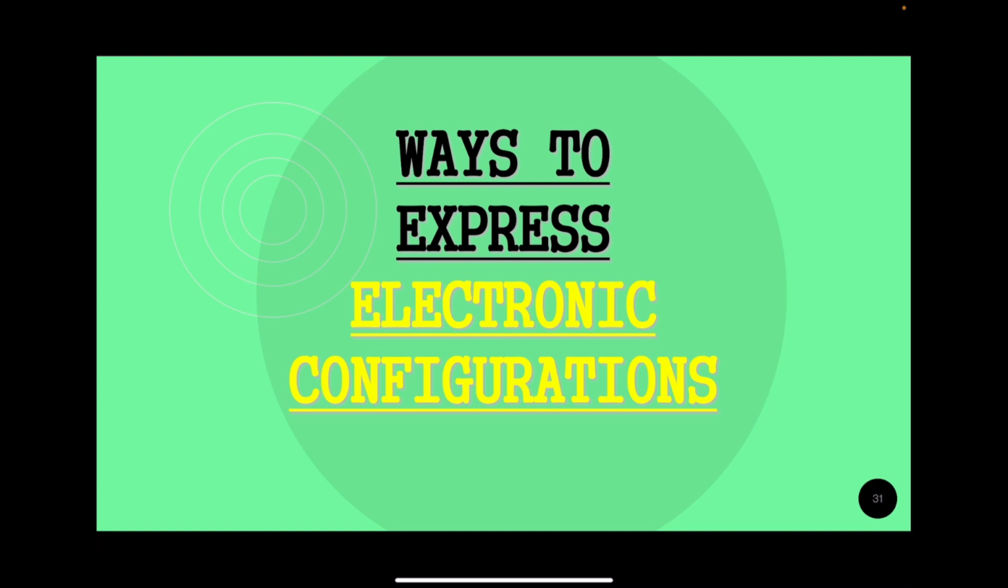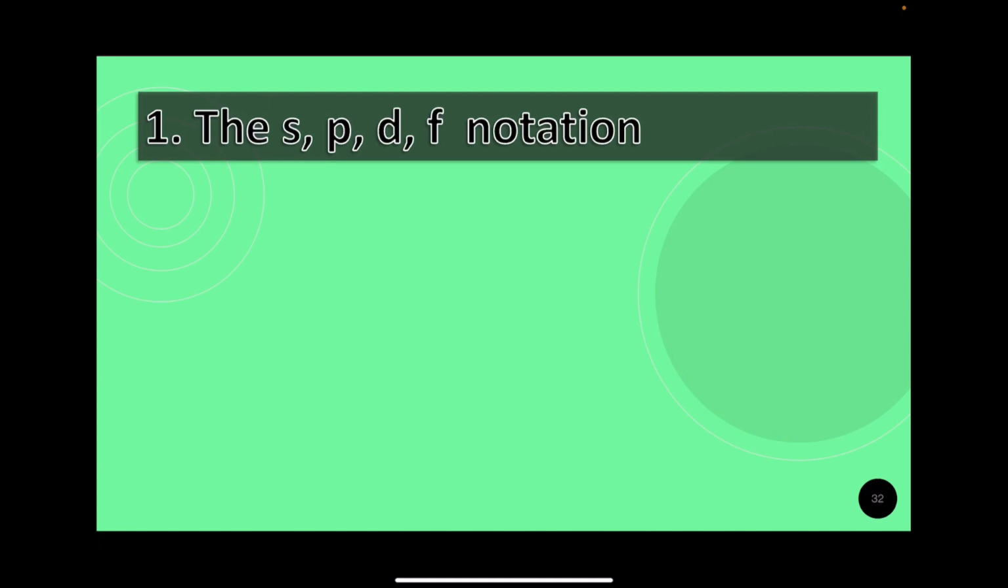Welcome to the second part for the topic electronic configuration and atomic orbital. From the previous part, you already learned how to draw the orbital diagram and how to write down the electronic configuration. Now we move to the next subtopic, which is the ways to express electronic configuration. There are several ways to express the electronic configuration. The first one is the SPDF notation.